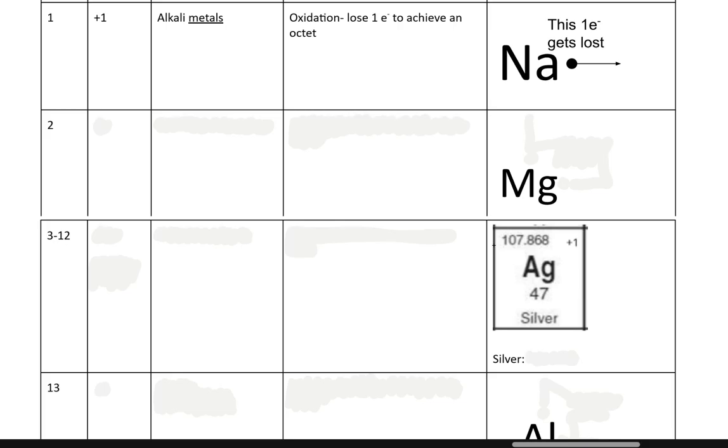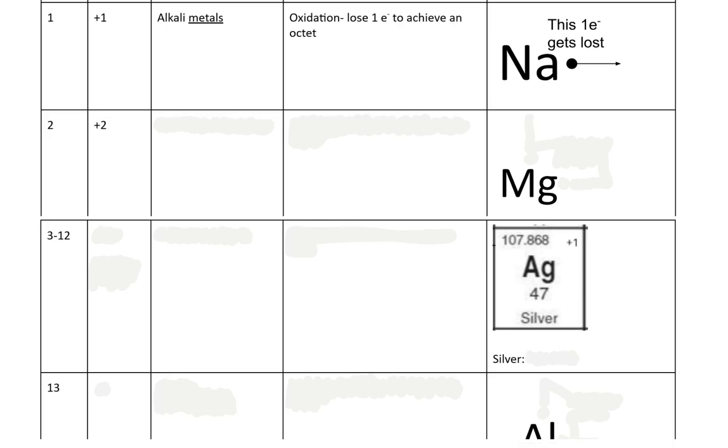All right, let's look at the next group. If we talk about group 2, everything there has an oxidation state of +2. The name for that special group is the alkaline earth metals. So again, both of these we're dealing with metals. Even though they have special names, they're both metals. And because they're still metals, we're still going to do oxidation, but now we're going to lose 2 electrons to get our octet.